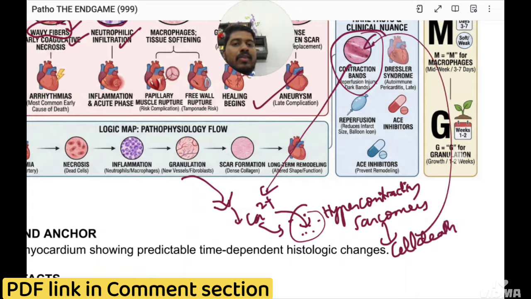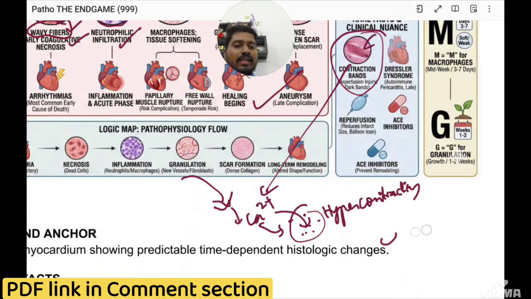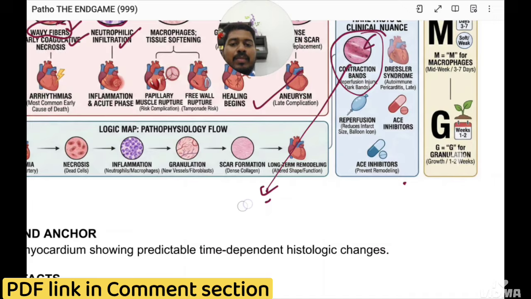That death results in contraction band. Contraction band is nothing but hypercontracted sarcomeres because of increased calcium during reperfusion.